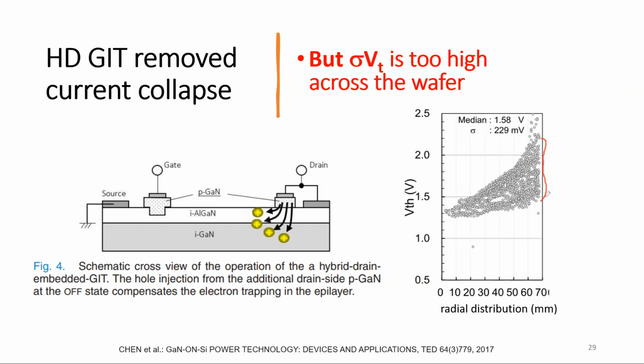That means your drive current is much less than you thought across the wafer. How can you sell to a customer with that? If the customer picks up a device at the edge of the wafer, and the VT is 2.0 volts, and you tell them it's 1.3 volts, then the current obtained will be far less than you said, right? So that's a problem.